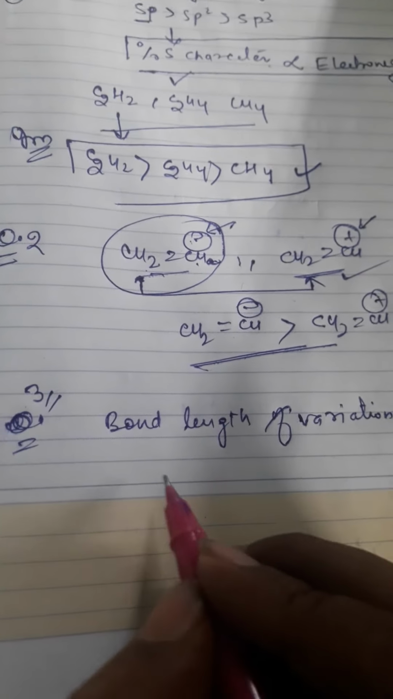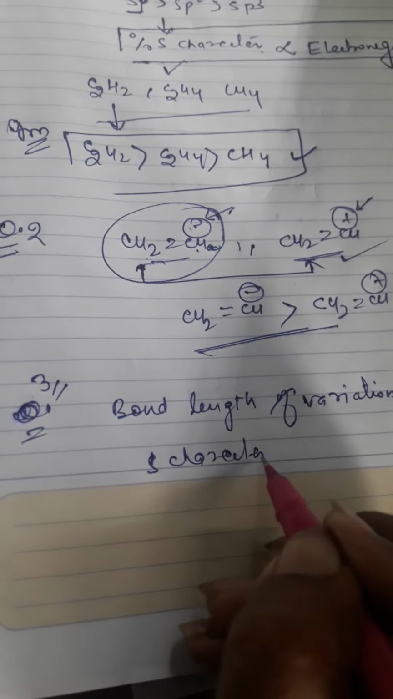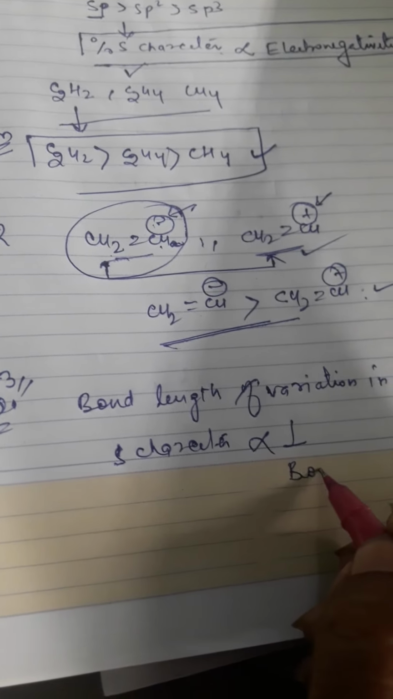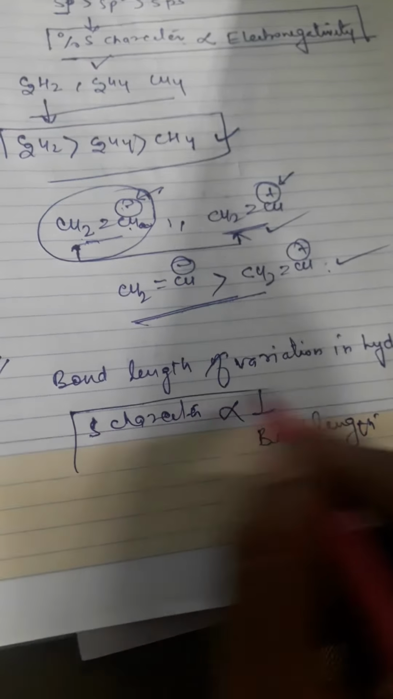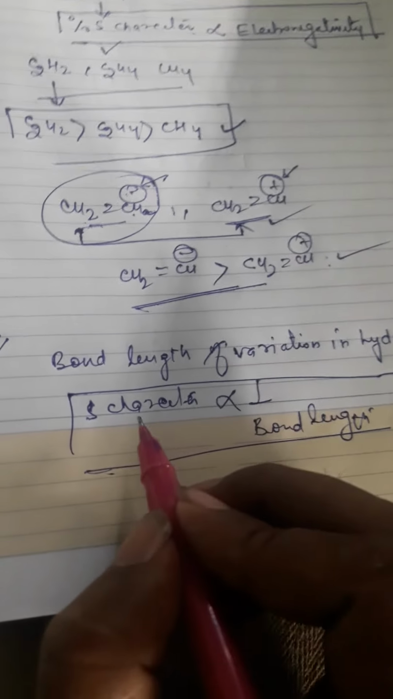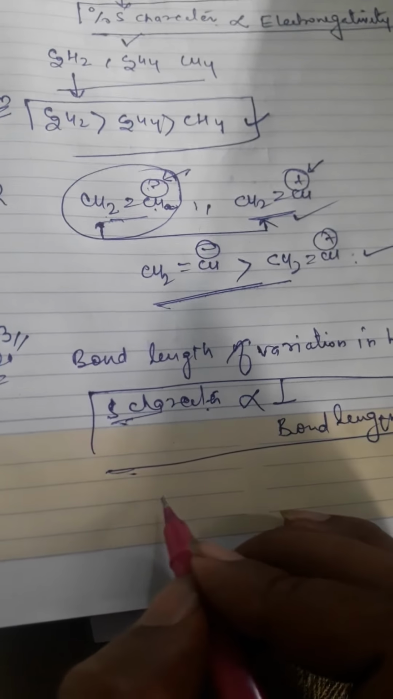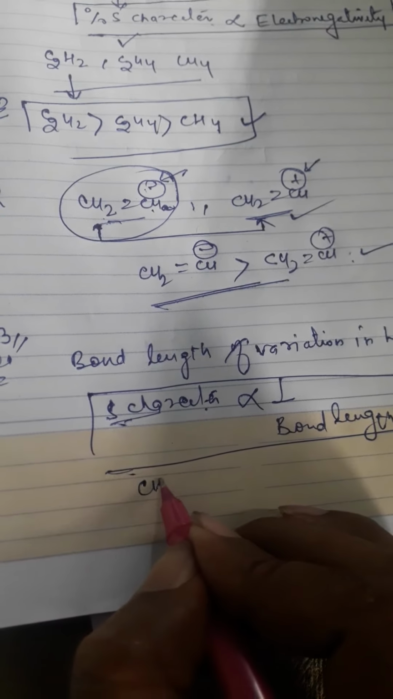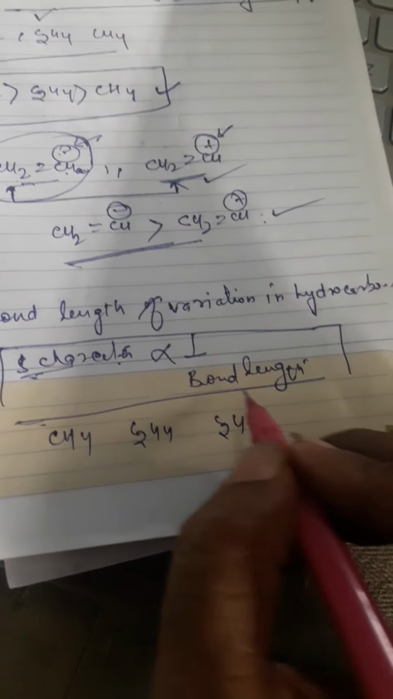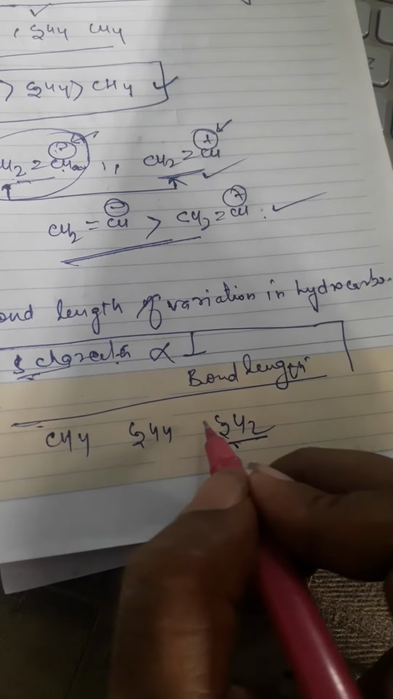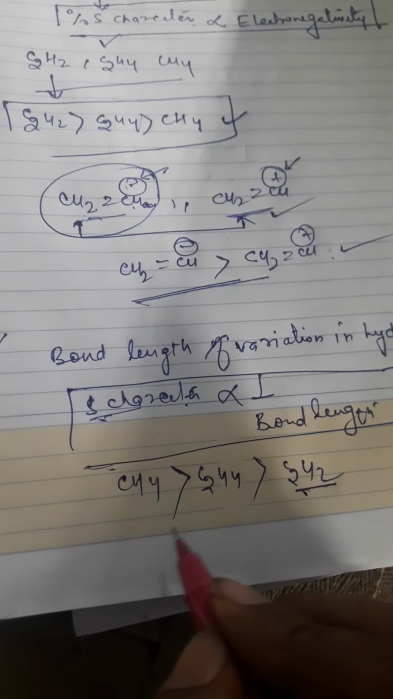So how does bond length relate? The s character is inversely proportional to bond length. You can also write down this formula. It is very important for you. It means a molecule having much more s character will have less bond length. Suppose the question is asked like this: C2H6, C2H4, C2H2. The s character is much more in this one, so the bond length will be less as compared to this one. So it will be the correct answer.